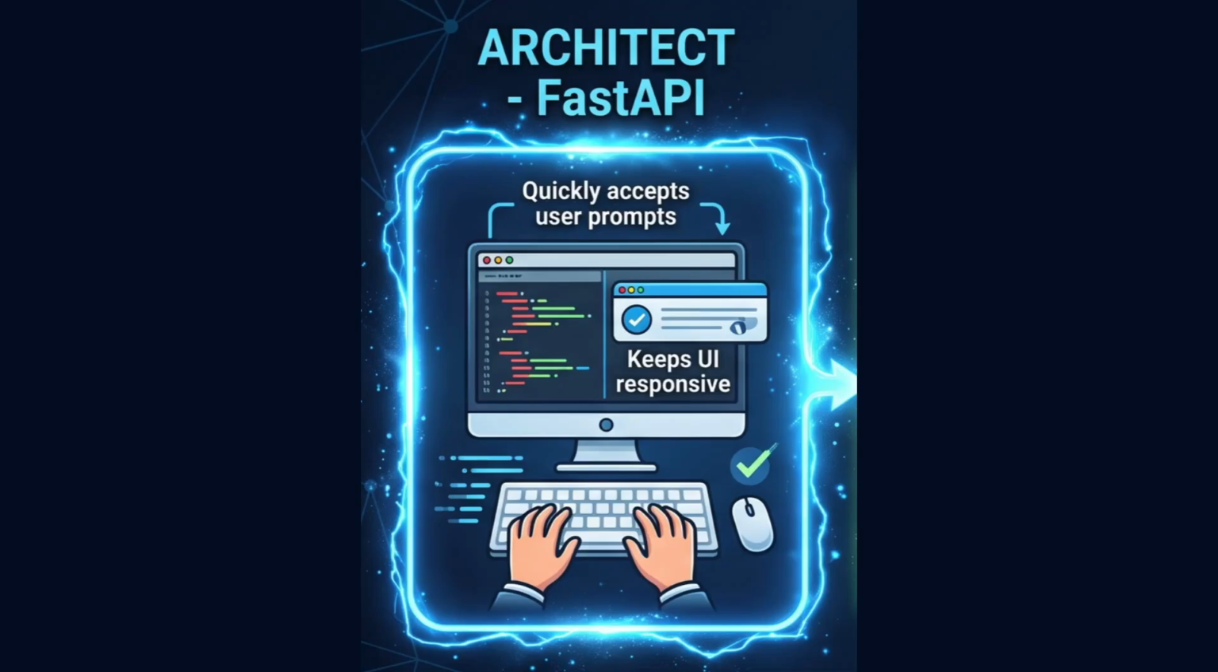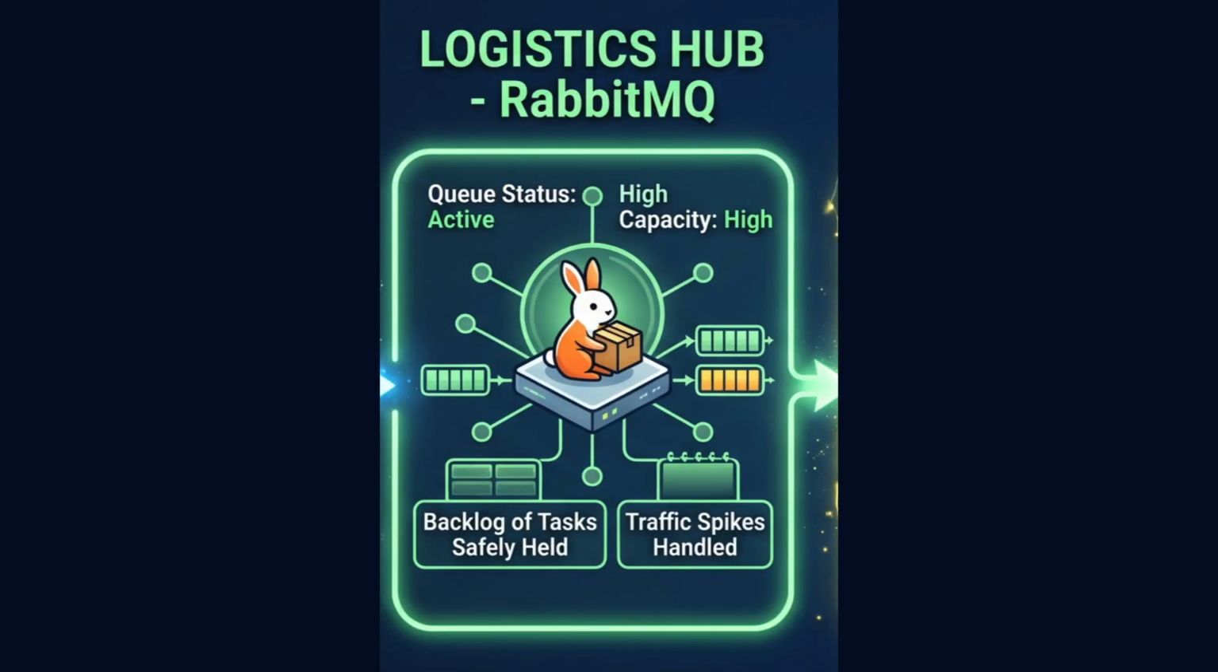Let's look at the entire map. The architect, FastAPI, quickly accepts the user prompts and keeps the UI responsive. The logistics hub, RabbitMQ, holds the backlog of tasks safely during traffic spikes.